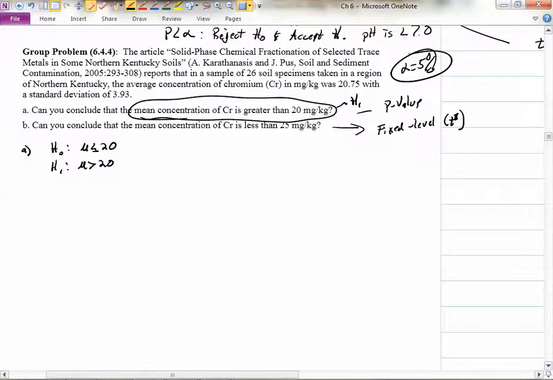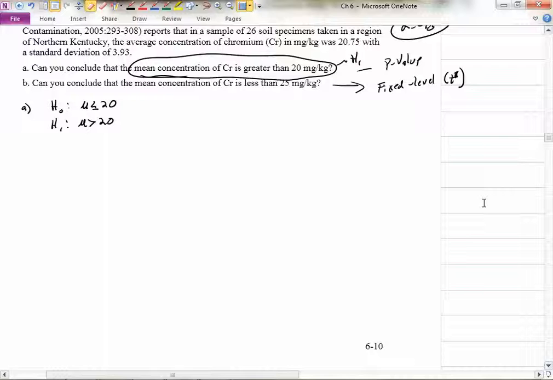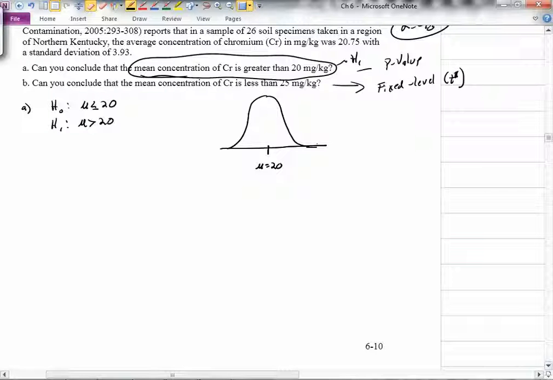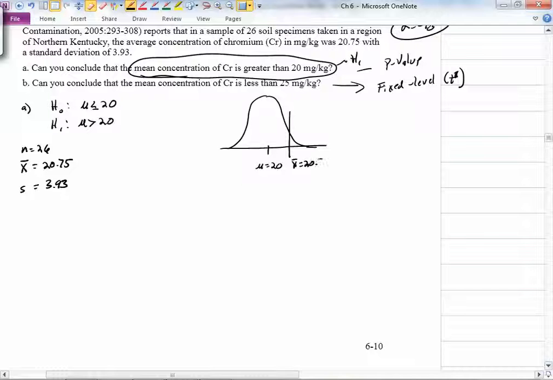Okay, for part A, I've defined the null hypothesis and the alternative hypothesis. The next step is I assume the null hypothesis is true. And that means mu equals 20. Then after that, I go out and get some data. We went out and took data, 26 data points. The x bar of those is 20.75, and S is that. And so I said, well, I got an x bar is 20.75.